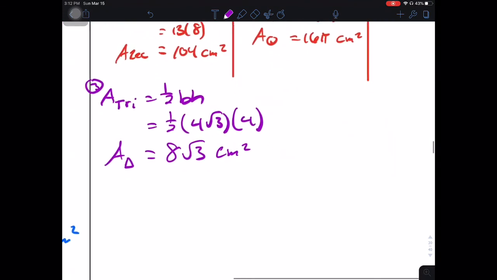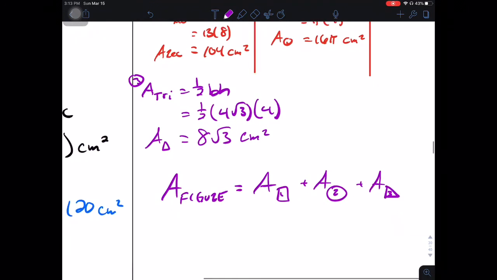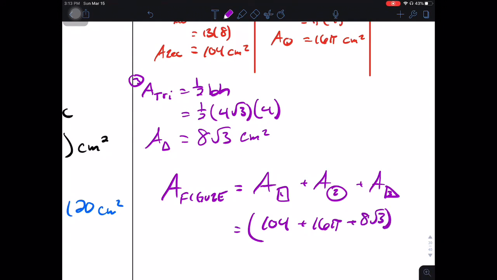So the question asks us to find the area of the figure. That's going to be the area of shape 1 plus the area of shape 2 plus the area of shape 3. So that's going to be 104 plus 16 pi plus 8 square roots of 3 square centimeters.